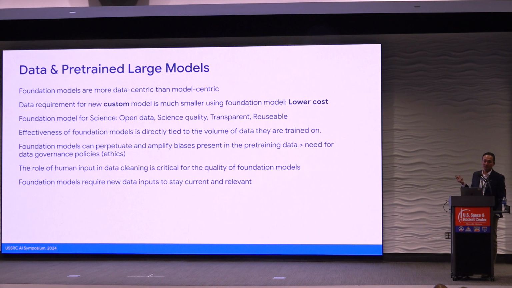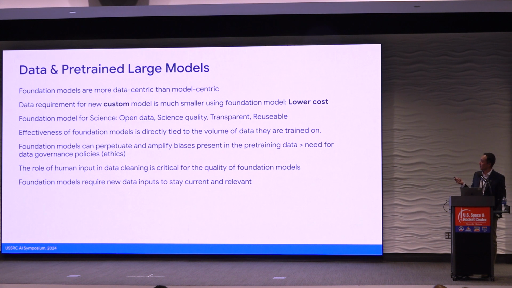And for us to benefit from the science foundation model, obviously the data is open, it's science quality, right? What that allows, unlike these black box closed models like you would see OpenAI or something, these are not transparent. You cannot trace it back, right? And those are reusable, because in science we need reusability so that people can take your results and do their own science with it. Obviously, it's tied to the volume of data that you feed in to build the model.